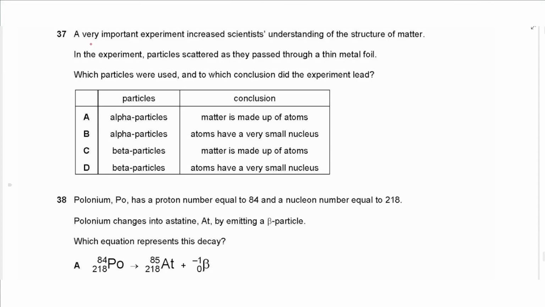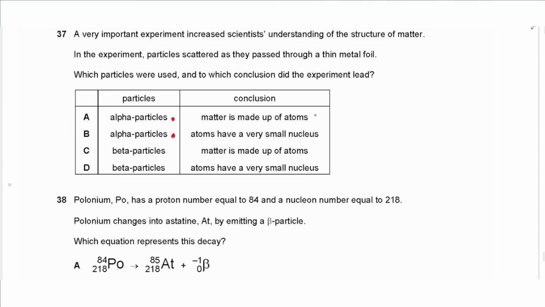Question 37 says a very important experiment increases scientists' understanding of the structure of matter. In this experiment, particles scattered as they pass through a thin metal foil. Which particles were used? That was alpha particles in the experiment, directed towards a gold foil. And to which conclusion did the experiment lead?